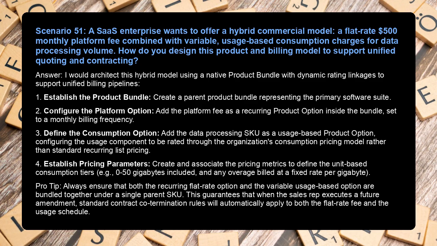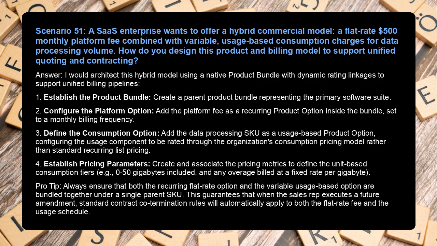1. Establish the product bundle. Create a parent product bundle representing the primary software suite. 2. Configure the platform option. Add the platform fee as a recurring product option inside the bundle, set to a monthly billing frequency. 3. Define the consumption option. Add the data processing SKU as a usage-based product option, configuring the usage component to be rated through the organization's consumption pricing model rather than standard recurring list pricing. 4. Establish pricing parameters. Create and associate the pricing metrics to define the unit-based consumption tiers, for example, 0 to 50 gigabytes included, and any overage billed at a fixed rate per gigabyte.